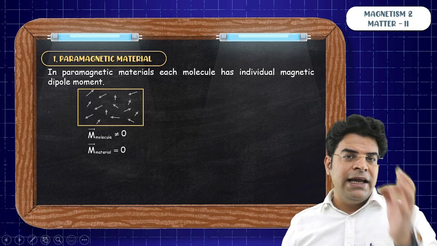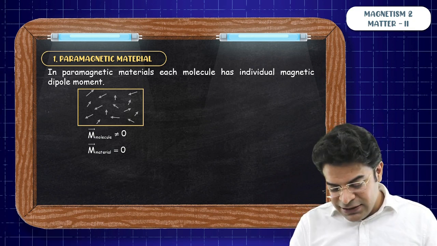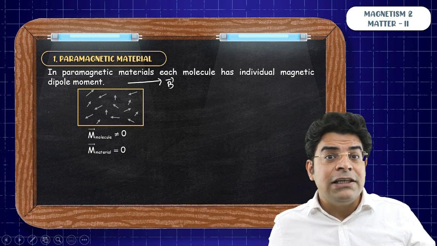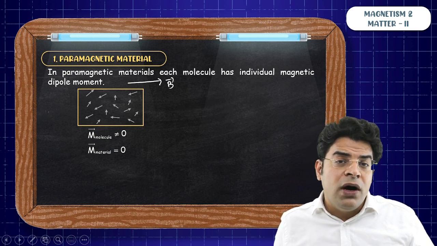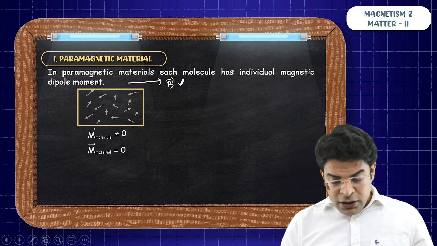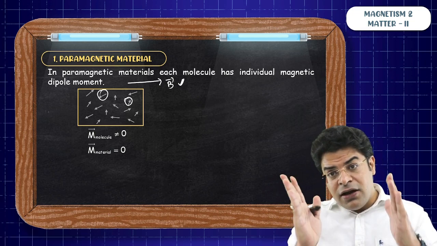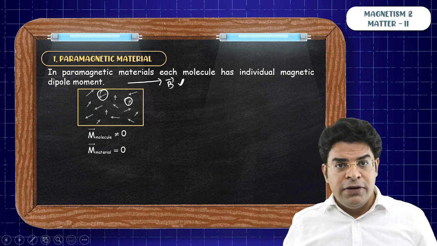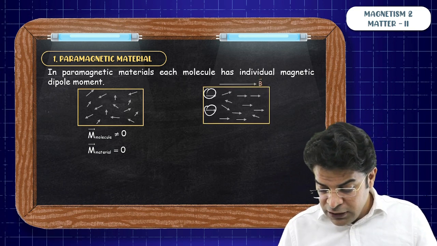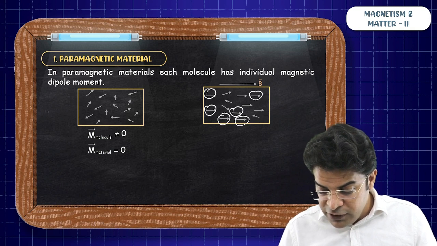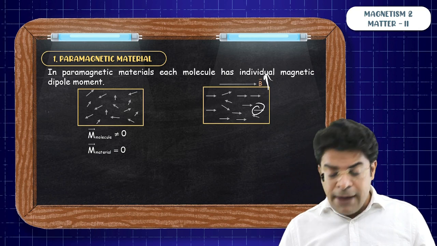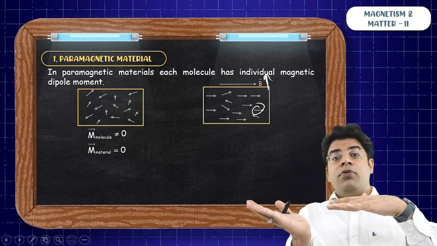Now let's say we place this paramagnetic substance in an external magnetic field. We have learned that a freely suspended dipole always tries to align in the direction of the field. So due to the applied magnetic field, these magnetic dipoles will start aligning in the direction of the magnetic field. Some of the dipoles will be successful in aligning in the direction of the field, as you can see. The stronger the field you apply, the more dipoles will align.